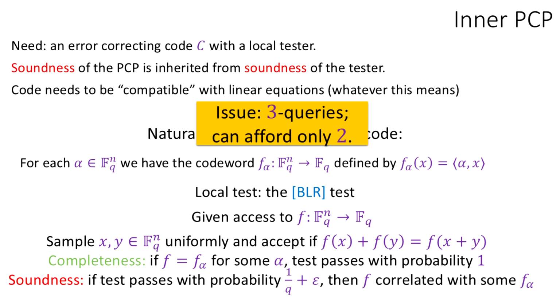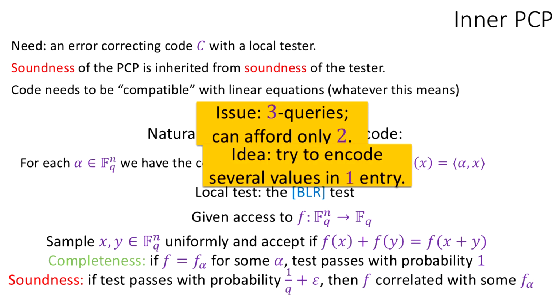Except that there is one issue. This test uses 3 queries. So we look at 3 locations. And if you want label cover, as I said, you need 2 queries. So what do we do? The idea is to try to shove 2 of these values into one symbol and hope for the best. So let's try this idea.